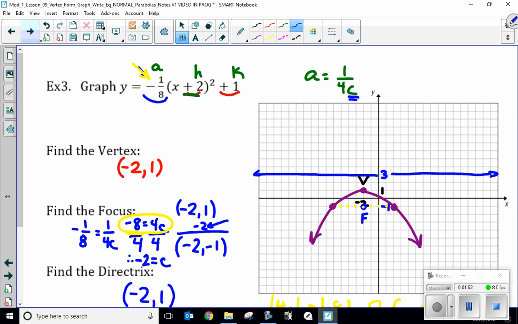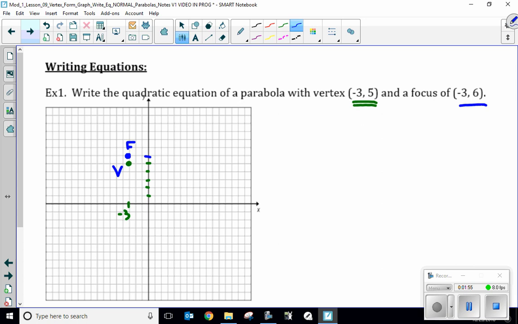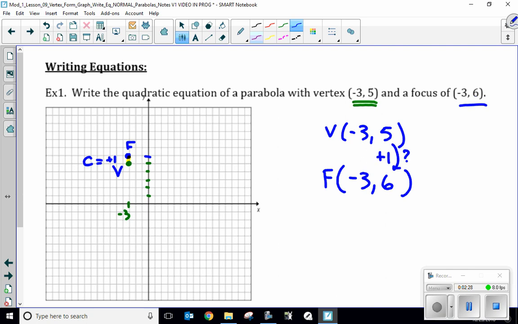So let's fast forward back to where we were. If C is the distance between these two, technically, I am moving up 1. So C is +1. How else could I do that? Well, if my vertex is -3, 5, and my focus is -3, 6, how do I get here? Don't I add 1? I do. So that is my C value.